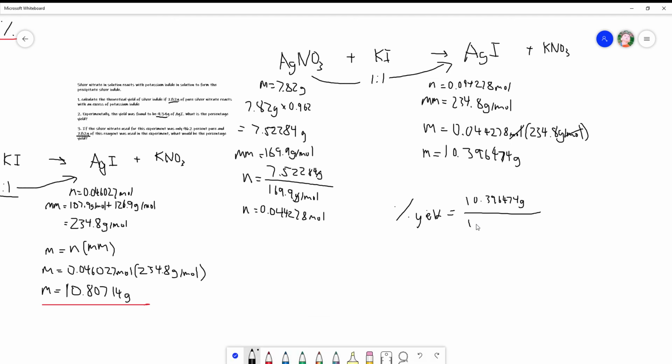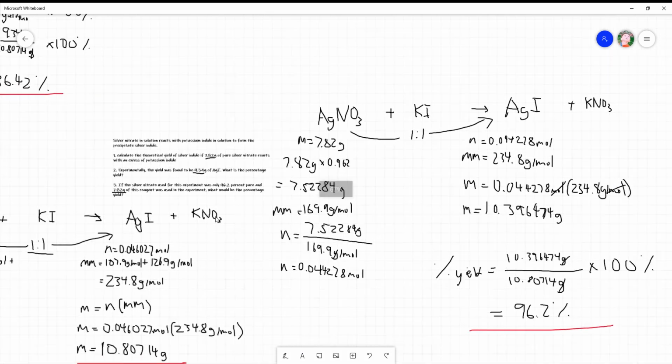So we do 10.396474 grams divided by 10.80714 grams. And then multiply it all by 100%. Cancel out the grams. And then we get roughly 96.2%, meaning the percentage yield is 96.2%.